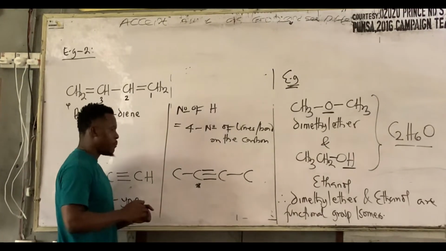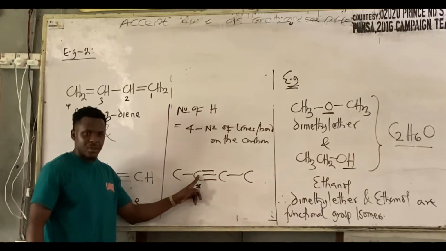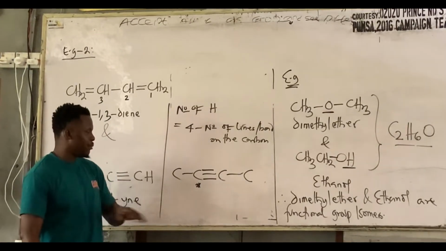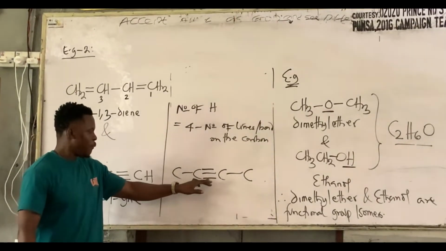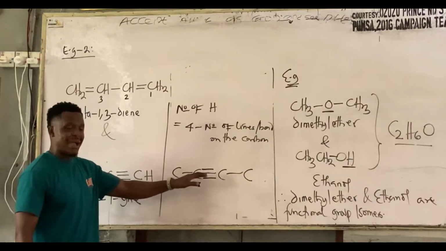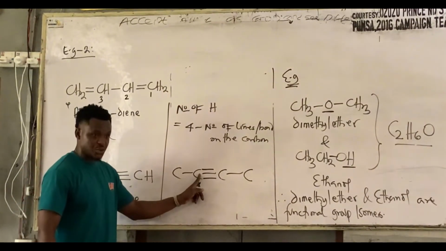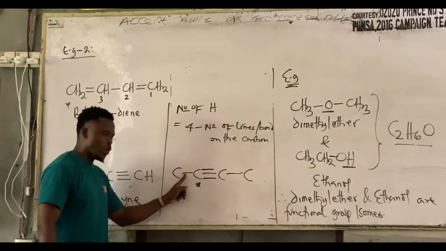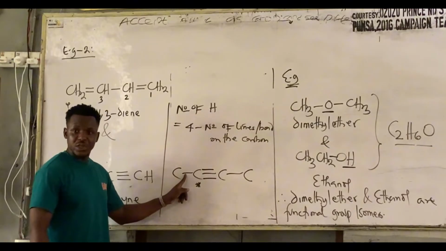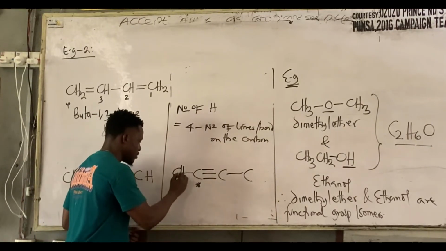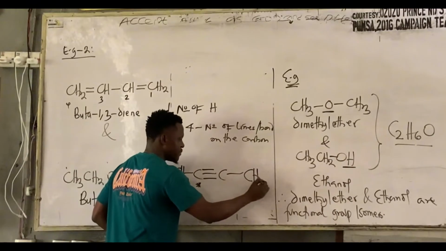So if I want to know the number of hydrogens here, I simply count how many lines or bonds are making contact with this guy. One, two, three, four. 4 minus 3 is 0. So this guy will not have any hydrogen. This guy is having just one line here. 4 minus 1 is what? 3. So you get CH3.